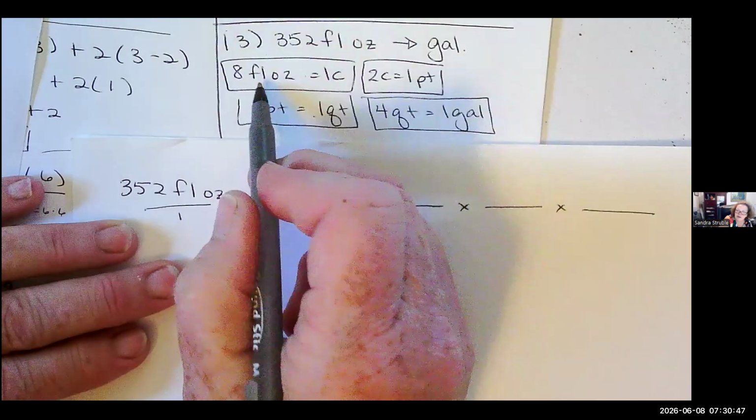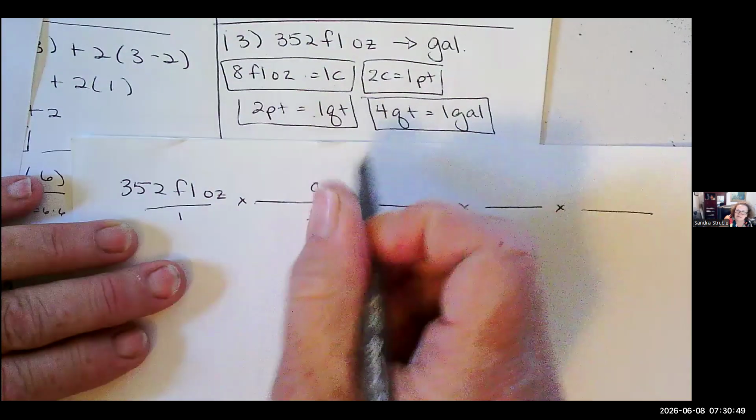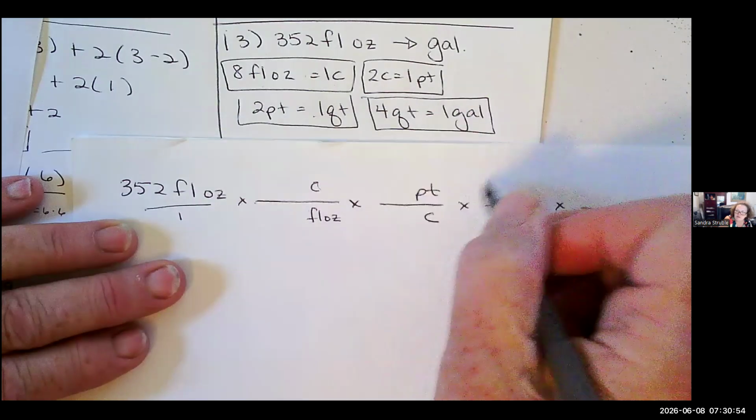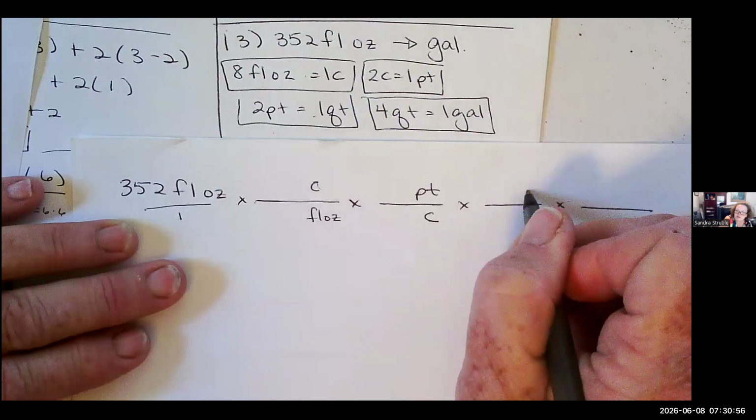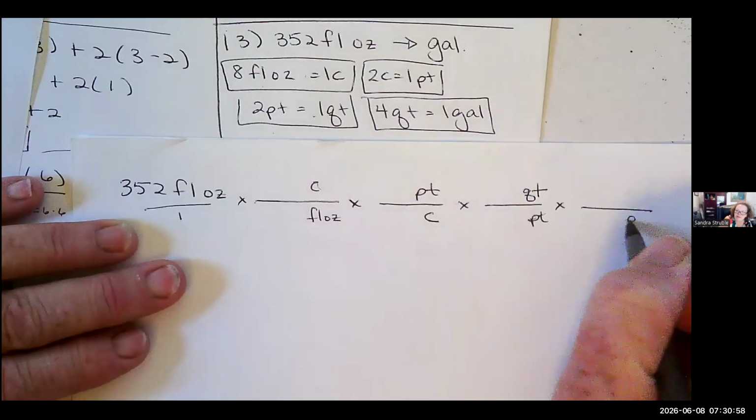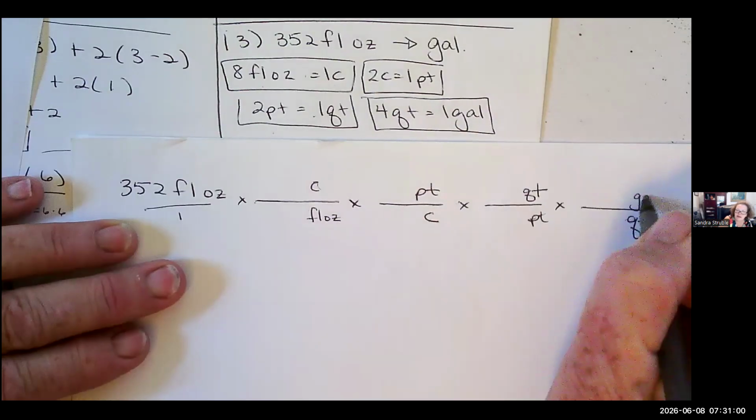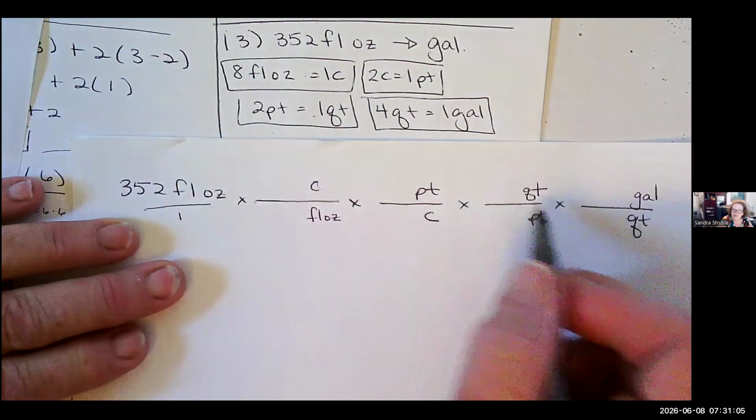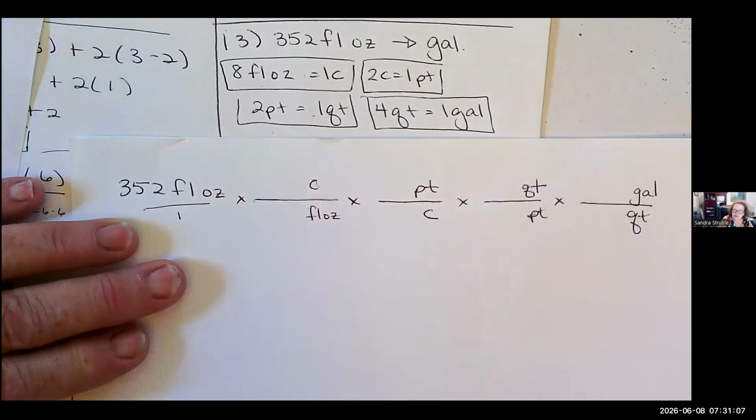And then I'm going to go from cups to pints, and then from pints to quarts, and then from quarts to finally gallons. These cross out and I'm left with gallons. That's what I wanted to happen. So now that these are set up with the units correctly, I can just plug in the number.